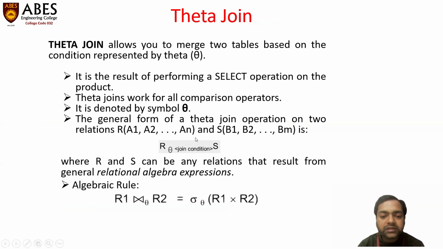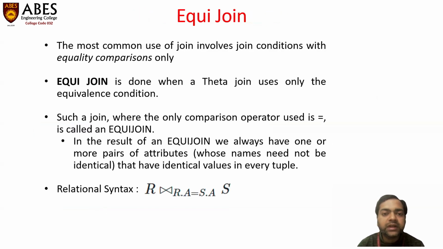But if this join condition represents only the equals to comparison operator, then this theta join is considered an equijoin. That means an equijoin is done when a theta join uses only the equivalence condition, right? Such a join, where the only join comparison operator used is equals to, is called an equijoin. And in the result of an equijoin, we always have one or more pairs of attributes that have identical values in every tuple, right?